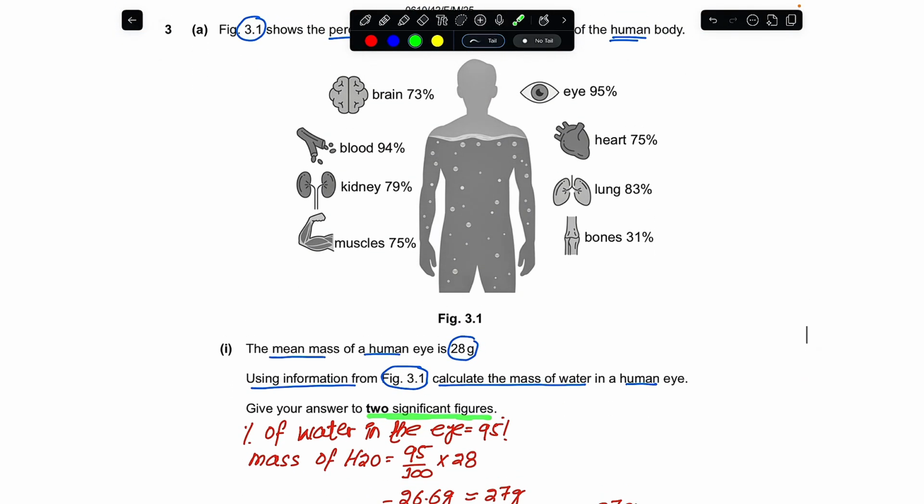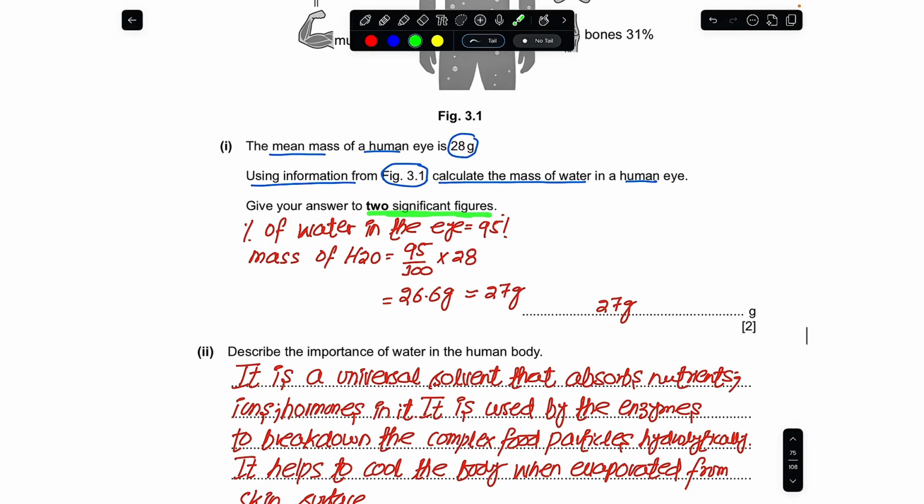What they have given us is that the percentage of the water in the eye is 95%. So I would see how much 95% would be of 28 grams. So here this is 95, I would divide it by 100, then I would multiply it with the total mass of the eye. This is 28 grams. So the answer I got was 26.6 grams.